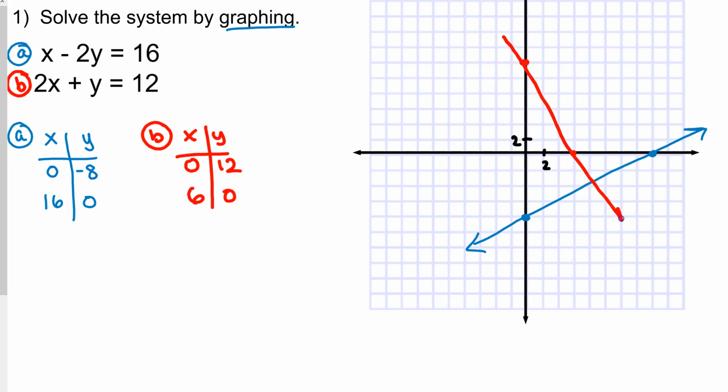By me not using a ruler, I'm not having a whole lot of confidence in my point of intersection. So now I'm going to approximate this point of intersection. I'm going to say it's about, what would that be? About (8, -4).